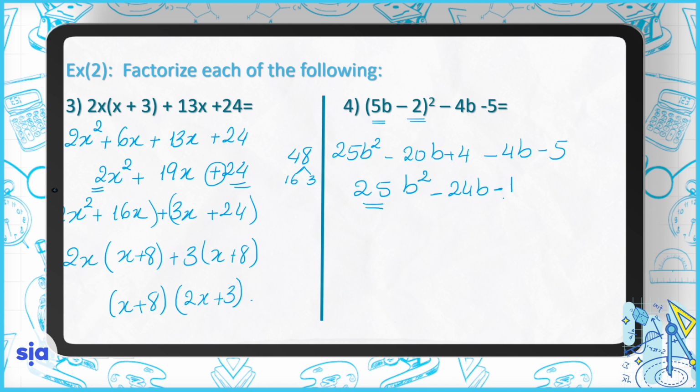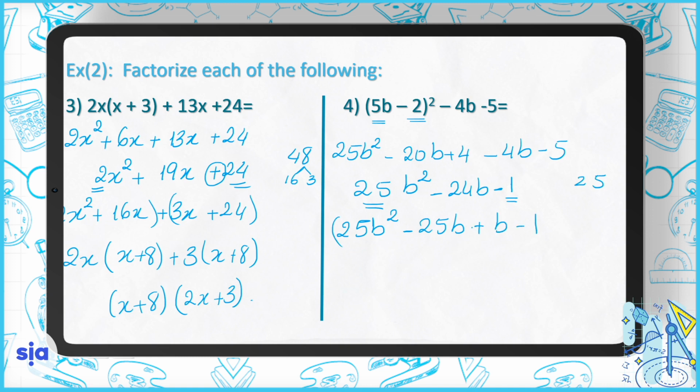If you multiply the 25 by the 1, it's 25. The last sign is negative, so I want two numbers. Their difference is 24. So it is 25b squared minus 25b plus b minus 1.